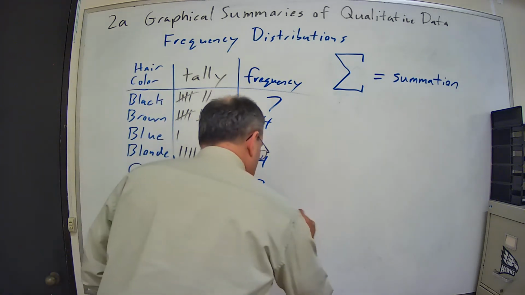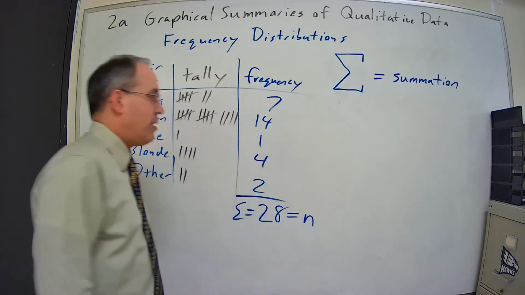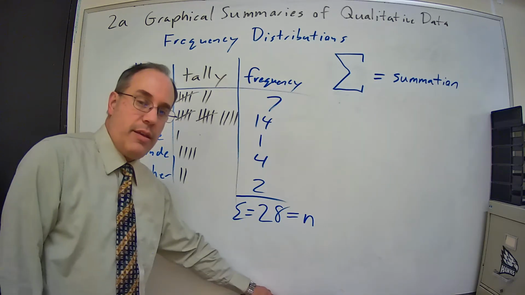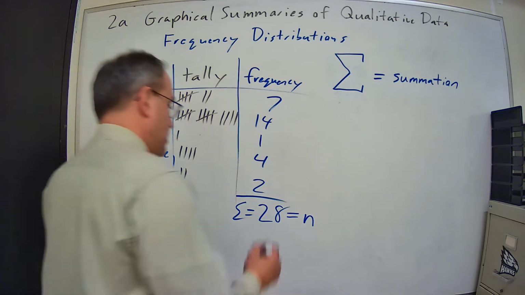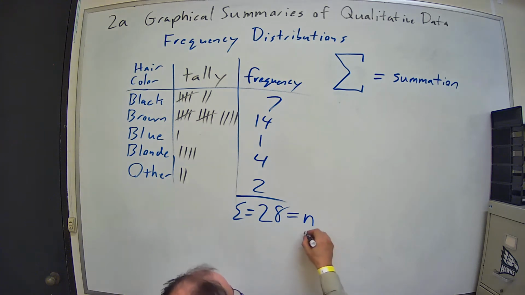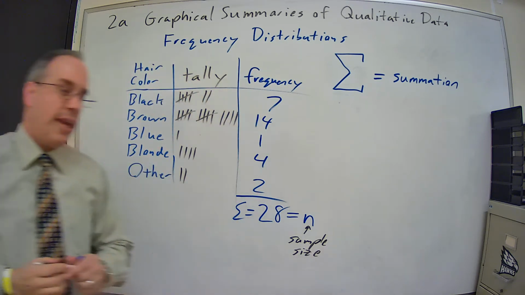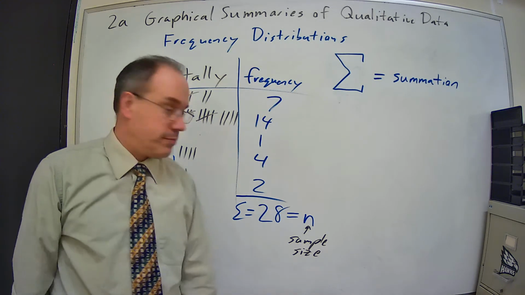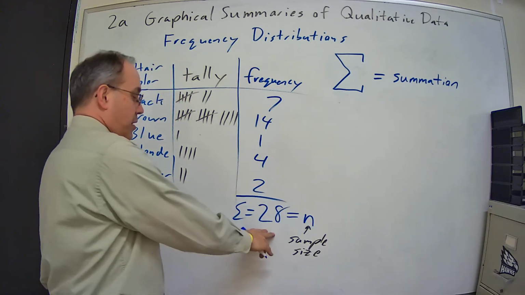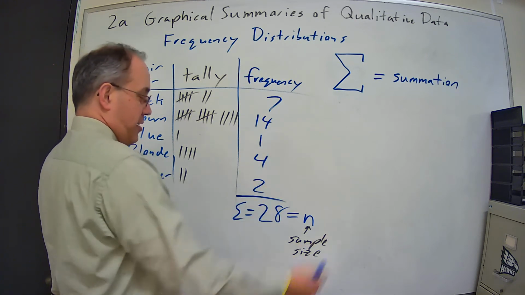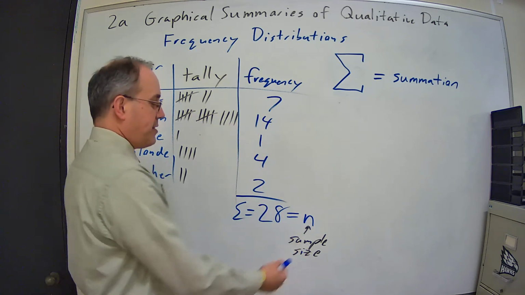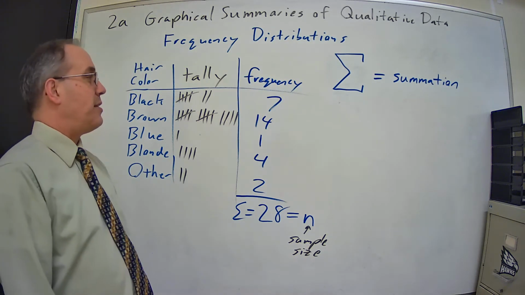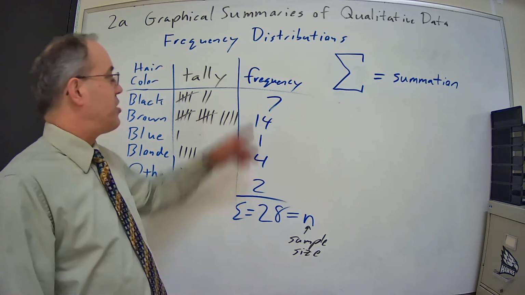And we can say that 28 is equal to n. Now n stands for sample size, and lowercase n, let me specify, is the sample size. So lowercase n is equal to the sample size, and we will be using it as such throughout the course. So we have a total of 28 students who responded to this, so that was my sample size of 28. And that was the summation of that column.